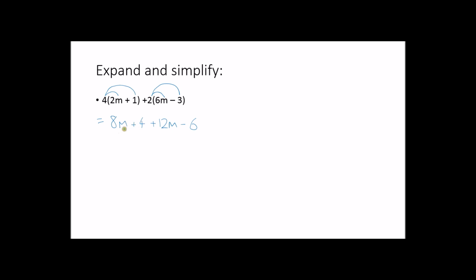Okay, so then I'm just thinking like terms. 8m and 12m are like terms. This gives me a total of 20m. Plus 4 minus 6, I'm starting off with a positive number, I'm going negative, and because I'm going negative 6, I'm actually going to go past 0 to negative 2.